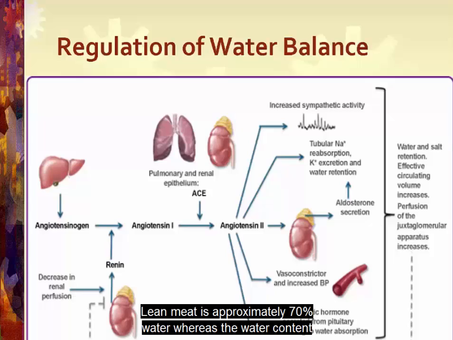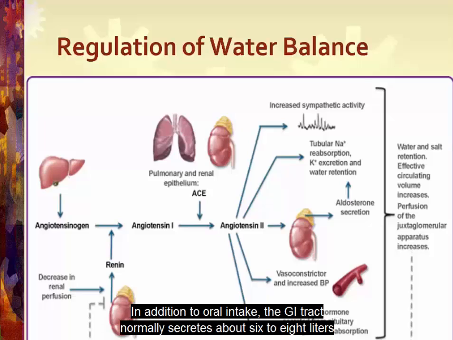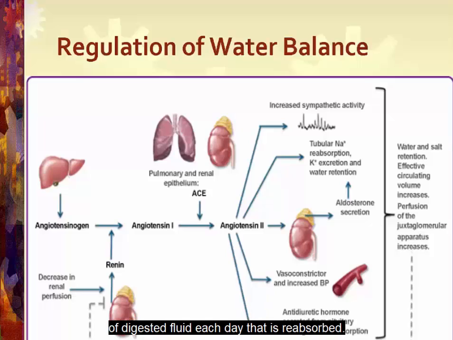The gastrointestinal regulation. Water intake also includes water present in solid foods. Lean meat is approximately 70% water, whereas the water content of many fruits and vegetables approaches 100%. In addition to oral intake, the GI tract normally secretes about 6 to 8 liters of digestive fluid each day that is reabsorbed.